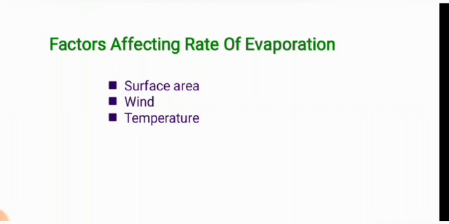Now the last factor that we are going to discuss is temperature. Students, why do wet clothes dry up more quickly in summer than in winter? At higher temperature, more molecules of a liquid are moving with high velocities. Thus, more molecules escape from its surface. Thus, evaporation is faster at high temperature than at lower temperature. So, students, this is all about today's lecture.